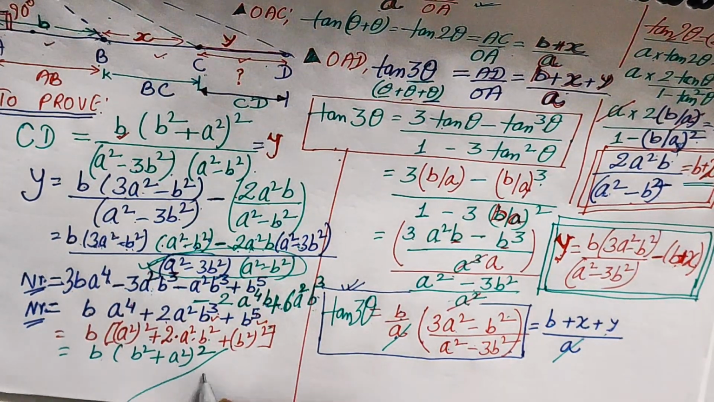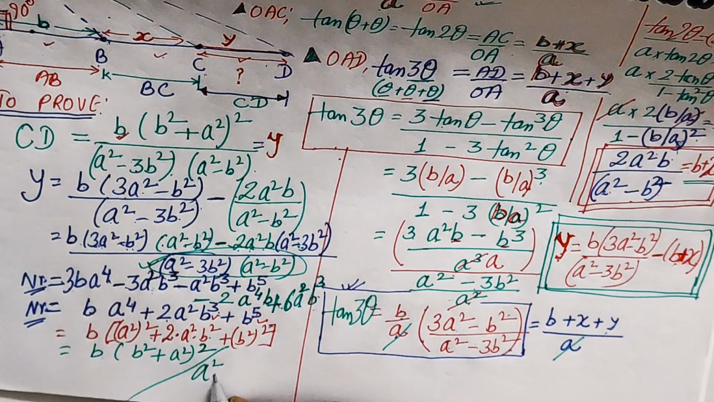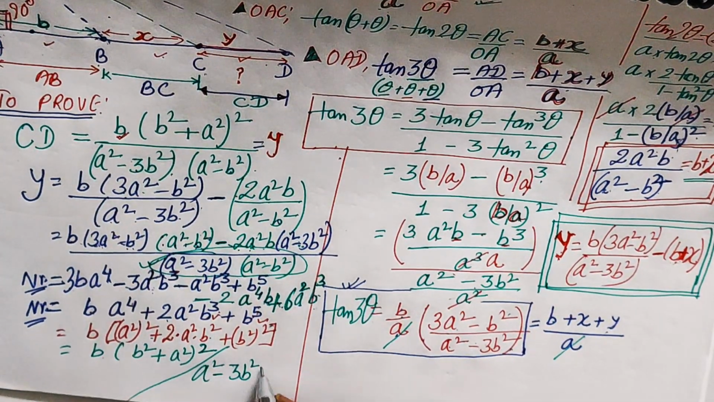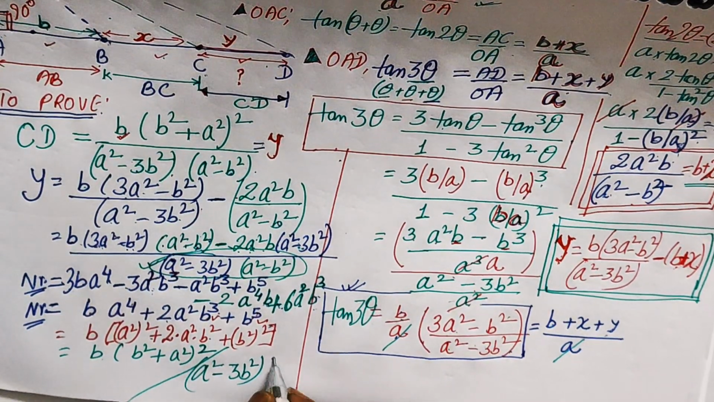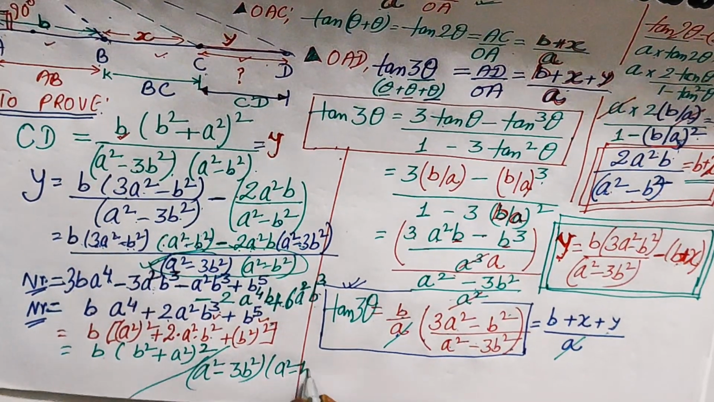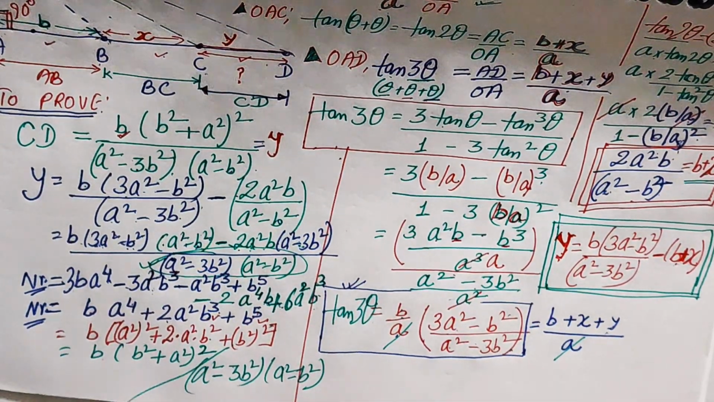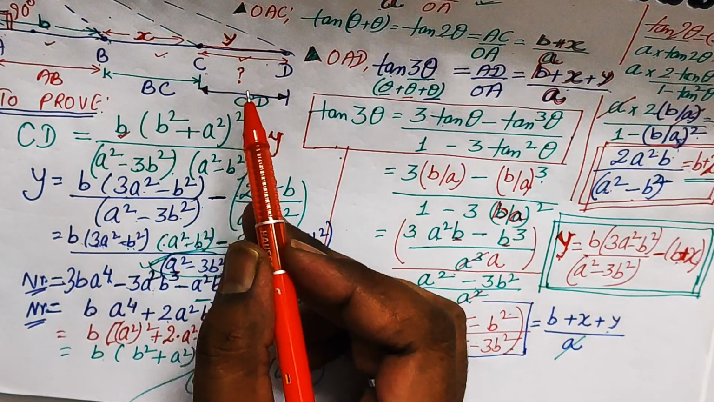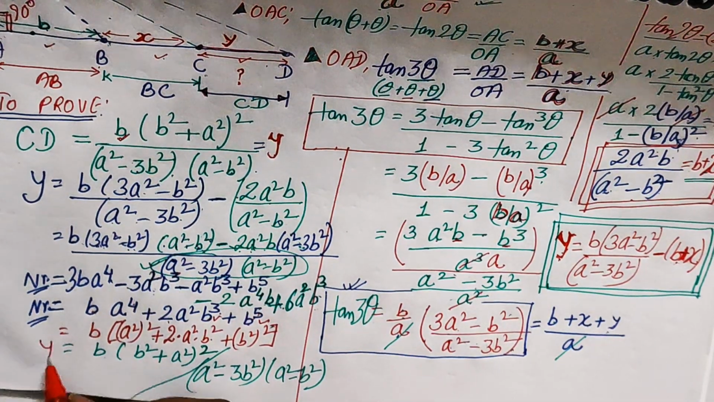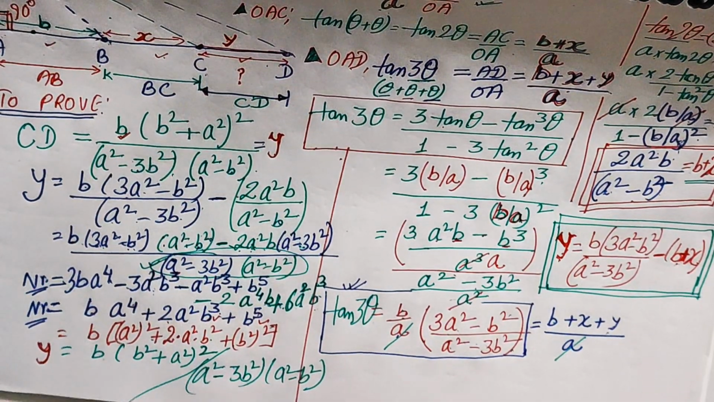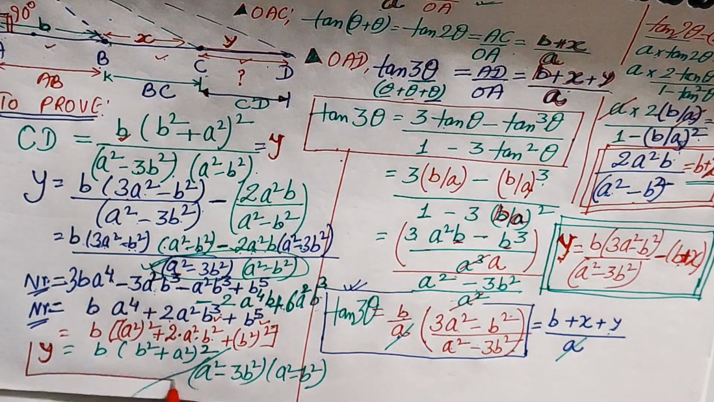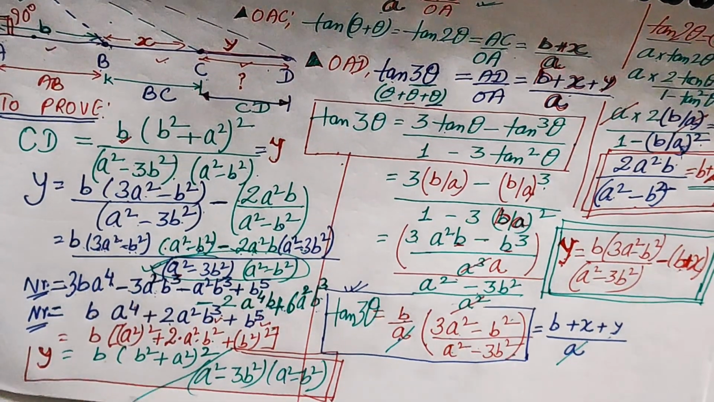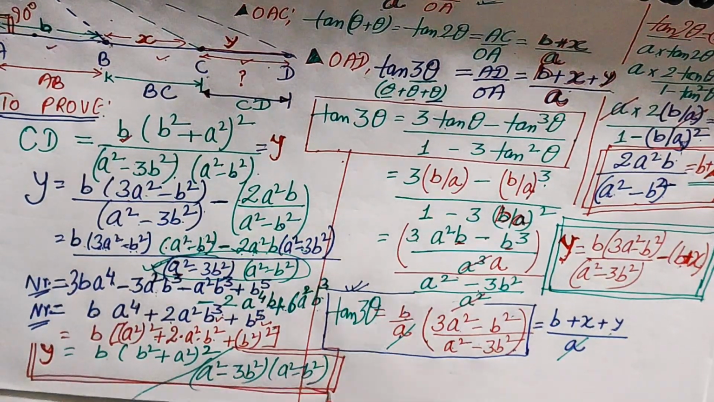What was your denominator? That is a square minus 3b square multiplied with a square minus b square. And we have proved the length of CD, that is y, is equal to the same which was our requirement. And in this way such questions can be solved.